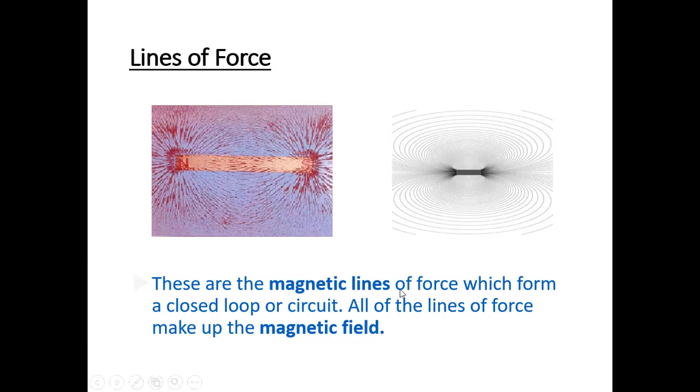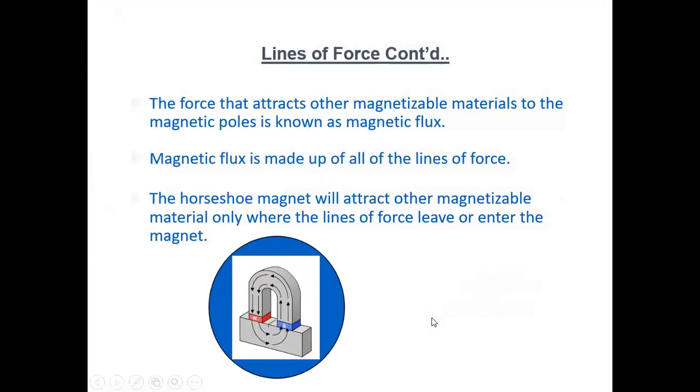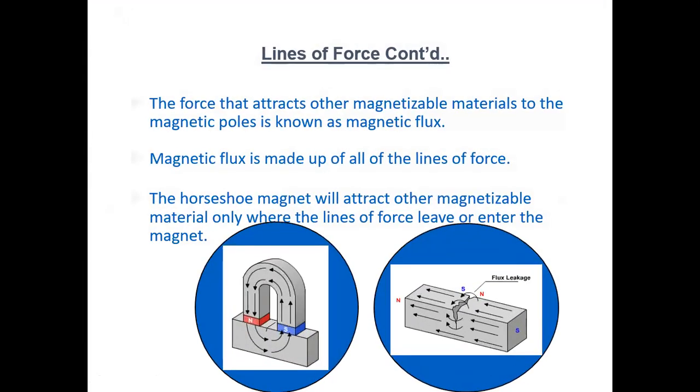So these are the magnetic lines of force which form a closed loop or circuit. All the lines of force make up the magnetic field. Magnetic field means it is the sum of the lines of force. The force that attracts other magnetizable material to the magnet poles is known as magnetic flux. Magnetic flux is made up of all the lines of force, which means it is based on the total number of lines. If the lines of force are more, then the magnetic flux will be more, and the magnetic field will be more.